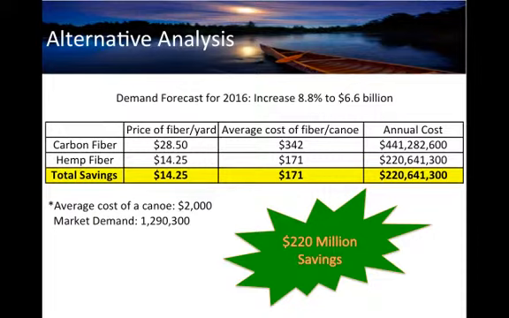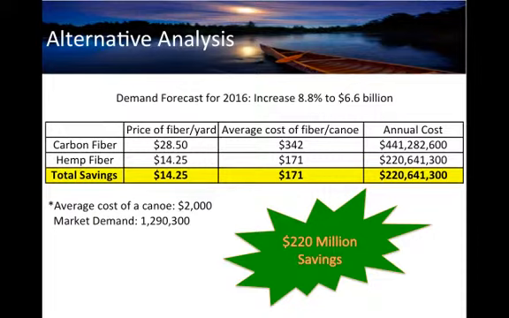So after building my canoe, I had to do an economic analysis, and I found that the demand forecast for 2016 would actually increase 8.8% to $6.6 billion for the entire boat industry. So if we look at the price of fibers per yard, we can see that carbon fiber is twice the price of hemp fibers at $28.5.